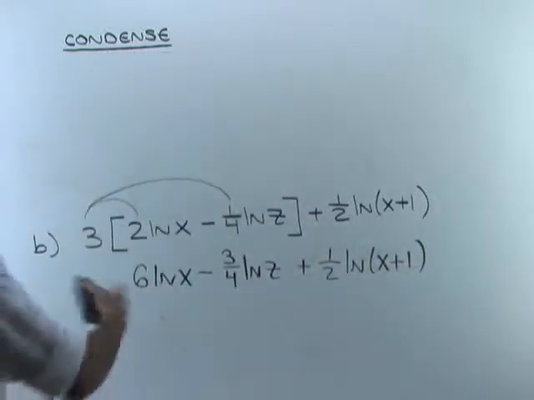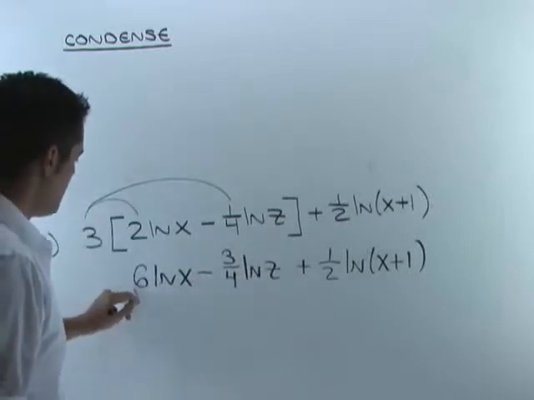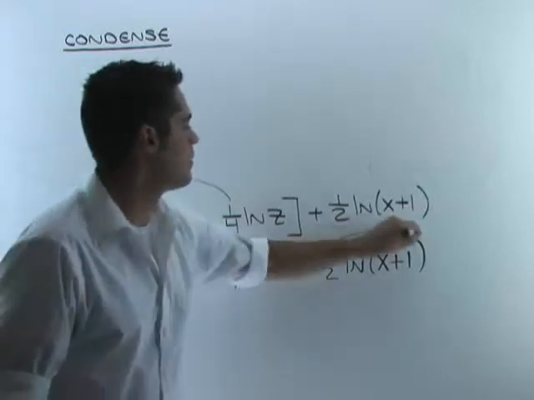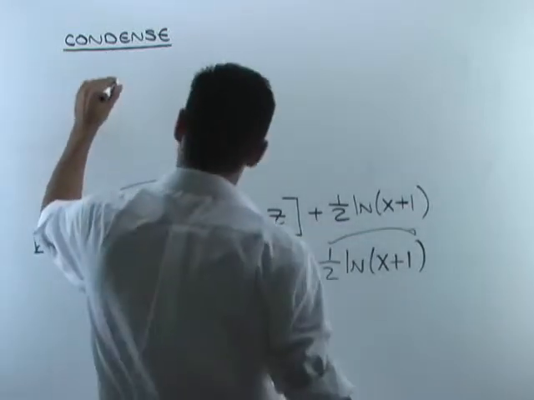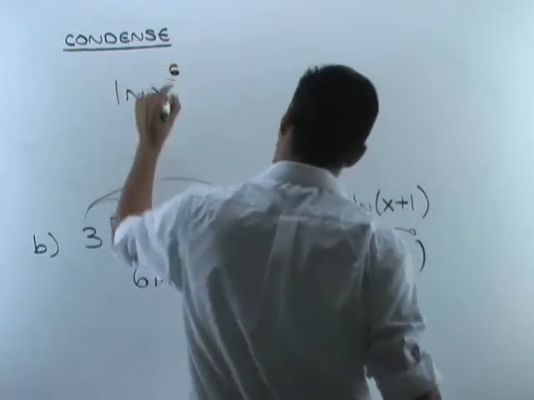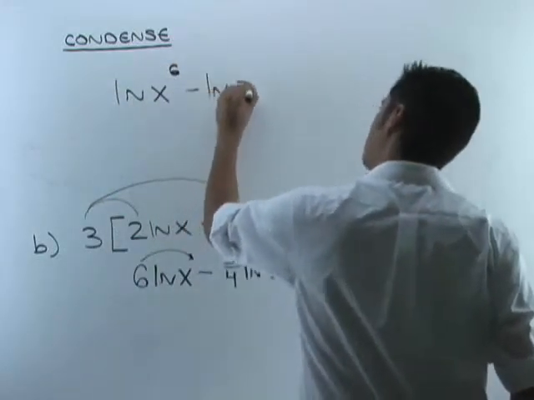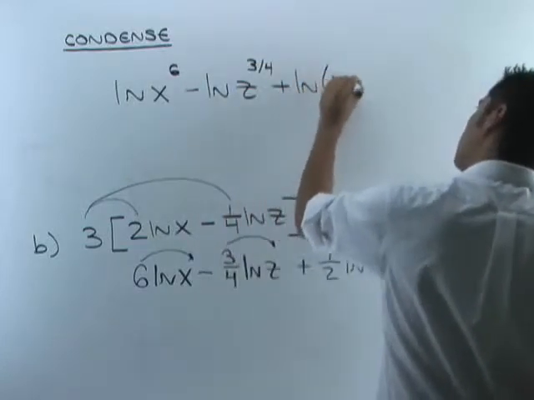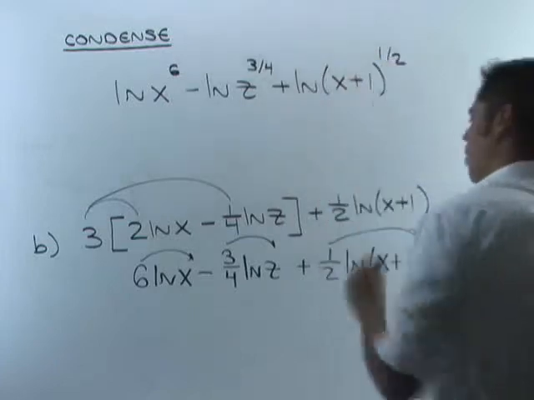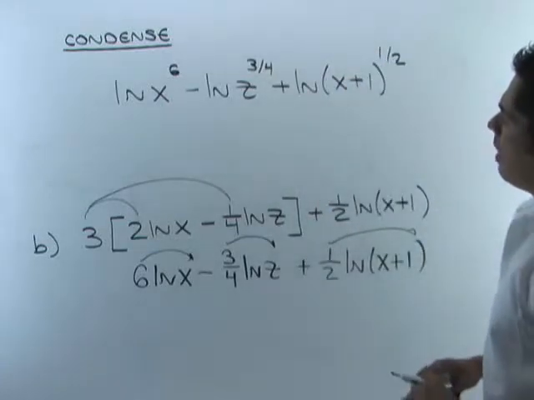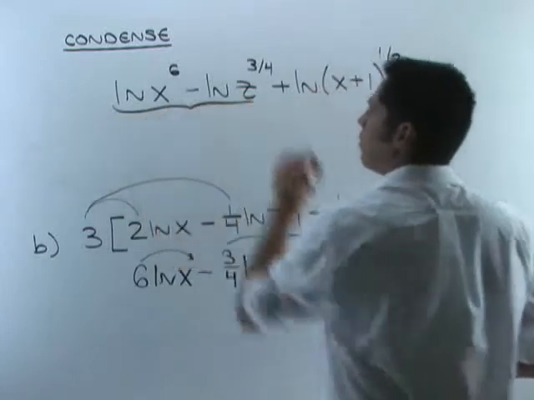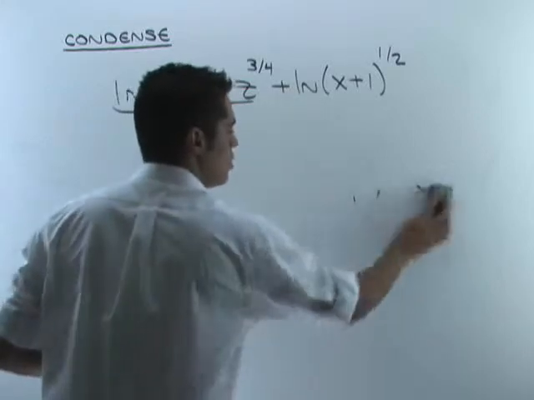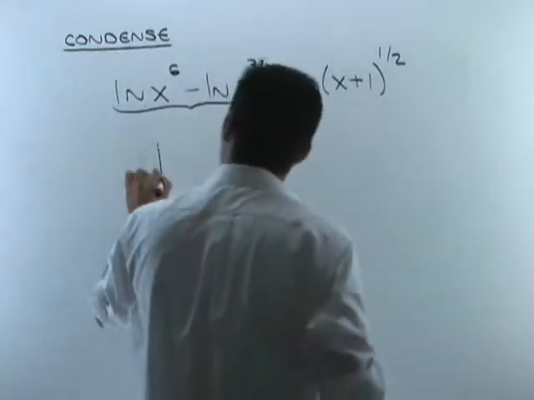Okay, now what I'll do, I'll move from left to right because I have addition and subtraction. I'm sorry, no, I want to move those powers up now, I forgot. 6 comes up, 3/4 comes up, 1/2 comes up. So what I'm going to have is natural log x to the 6th minus natural log of z to the 3/4, then plus natural log of x plus 1 to the 1/2. So all those powers came up. All right, now what I'd like to do is put these two together. Okay, remember, subtraction becomes division. 2 logs become 1.